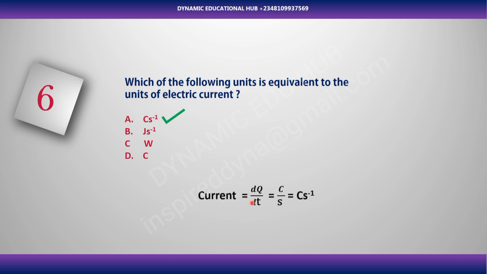Let me use my calculus. We have dq over dt, change of charge over change in time. Now, what is the unit of charge? We have coulombs. Unit of time, we have seconds. Now, use your mathematics. So you now have coulomb per second. You see, coulomb per second here.